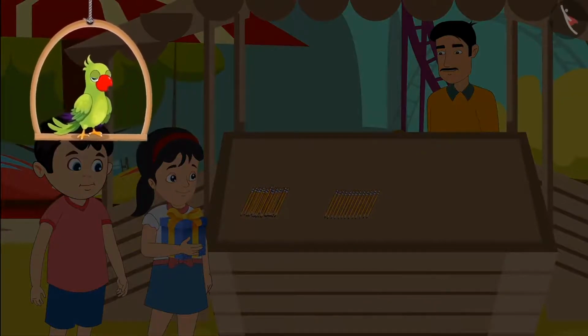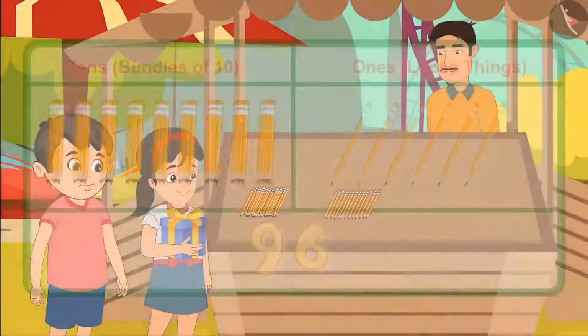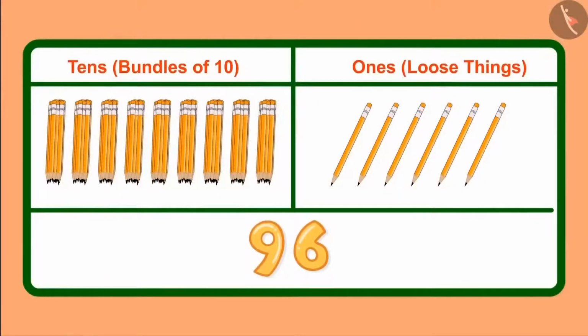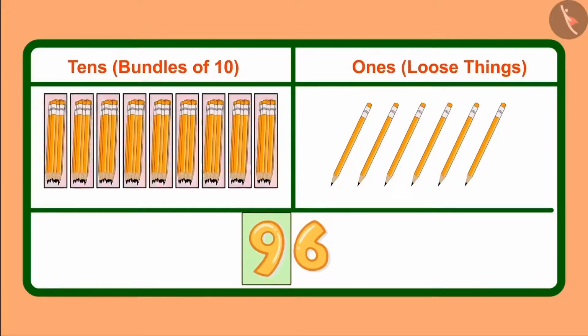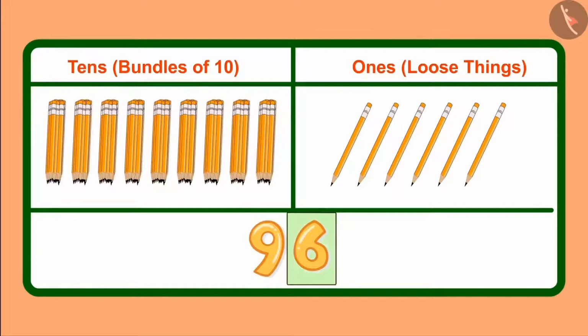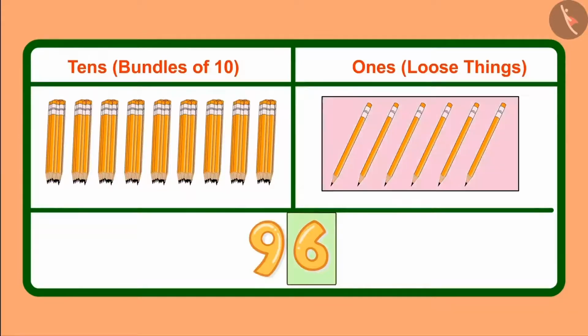Now can you tell how many ones and tens are there in 96? Come on, let's see. Children, we write 96 like this. And in this, 9 is in the tens place and 6 in the ones place. It means we have 9 tens, which we can also call 9 bundles of 10, and along with it, 6 ones, which means 6 loose pencils.